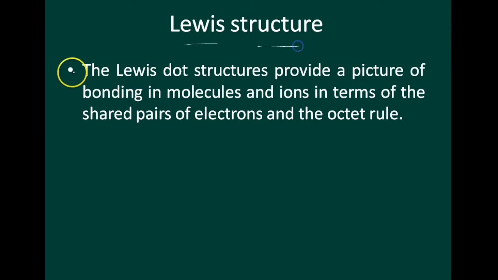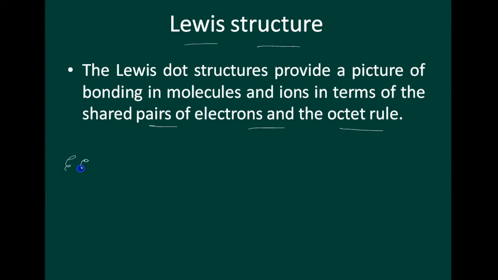Next is Lewis dot structure. The Lewis dot structure provides a picture of bonding in molecules and ions in terms of the shared pair of electrons and the octet rule, though such a picture may not explain the bonding and behavior of a molecule completely. What is that picture?